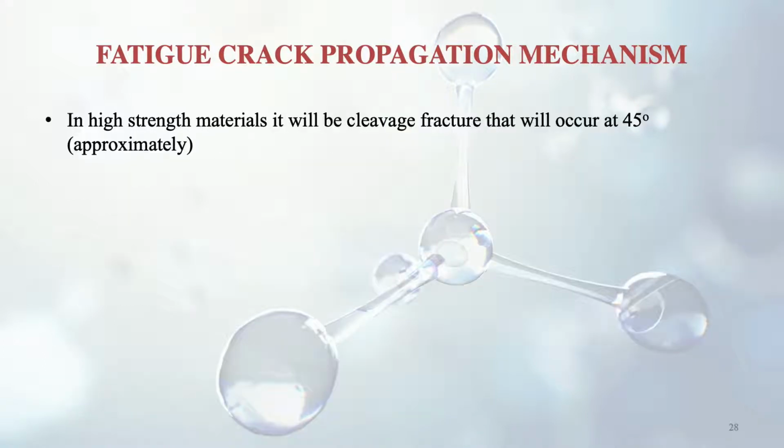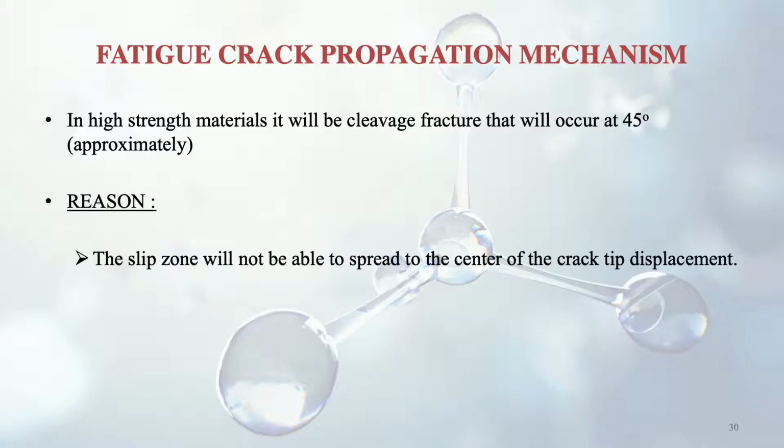In high strength materials, it will be cleavage type of fracture that will occur at 45-degree angle approximately. So in high strength materials, we have a fracture called the cleavage fracture. And why does it happen so? Because the slip zone will not be able to spread to the center of the crack tip displacement, because it is of higher strength. So the slipping that is taking place between the layers will not reach the center of the crack tip actually. So this is about the brittle fracture.